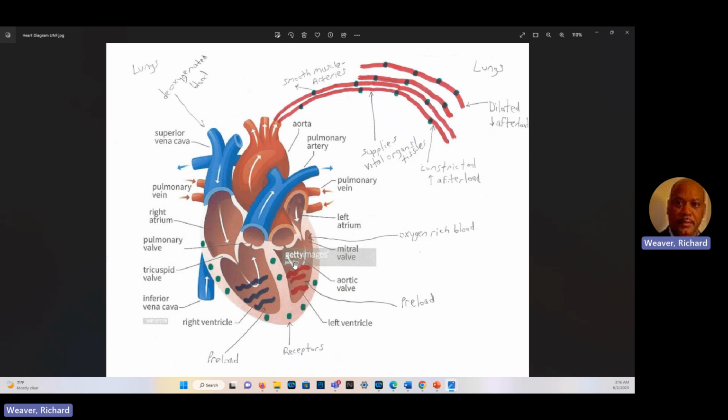So we talked about the preload. We can reduce the preload. We talked about the afterload. That can be also reduced. And then we talk about contractility, and that's just talking about the heart muscle's ability to contract.